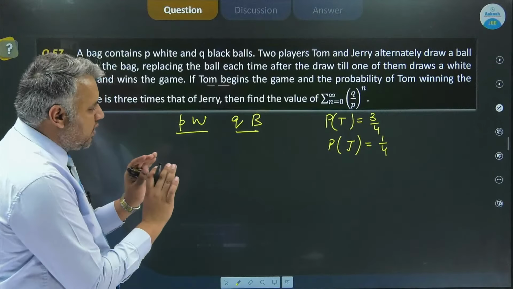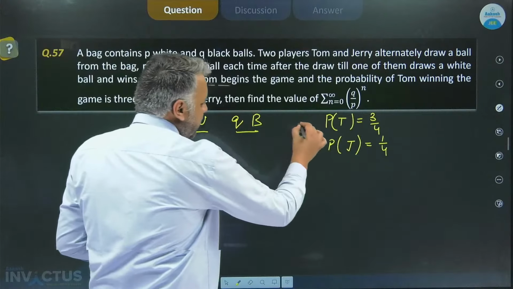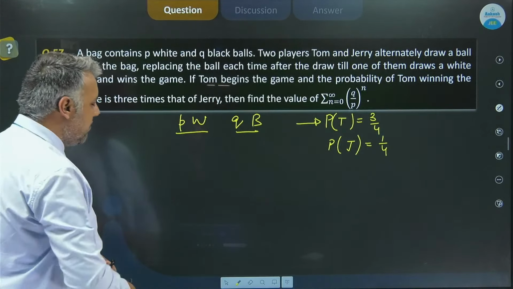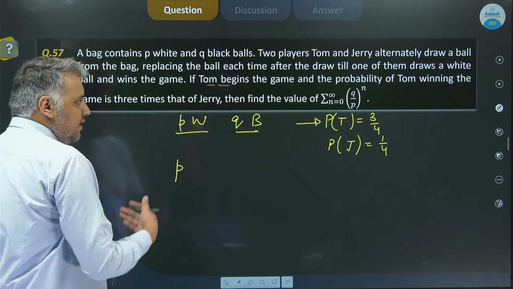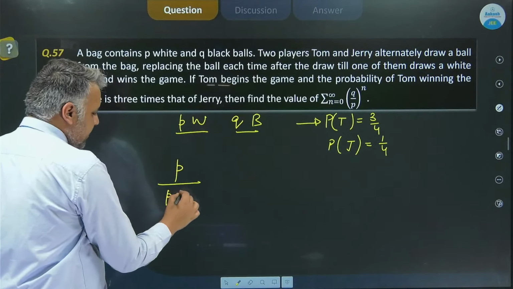Okay, we have to calculate the ratio of Q and P. We are given that the probability of Tom winning the game is 3/4. Now how can Tom win the game? Either in the first draw, Tom starts the game and draws a white ball. The probability will be P upon P plus Q.